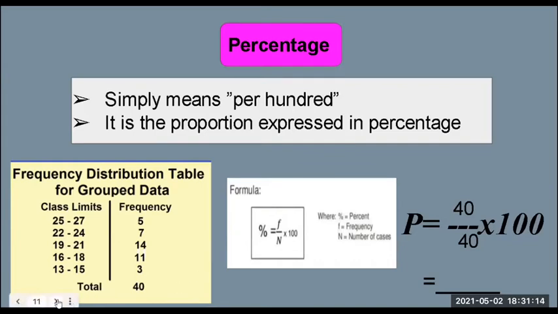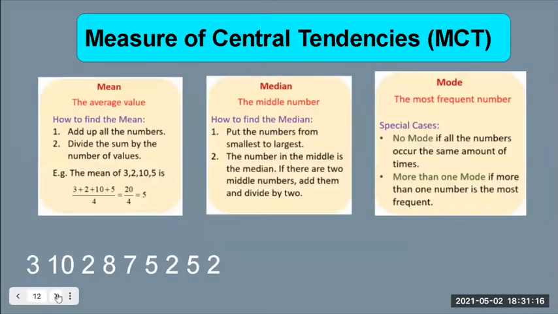The next one will be the measure of central tendency, or MCT. We have 3 of them. We have mean, median, and mode. So what do you mean by the mean? Well, mean is the average value. How do you find the mean? To find the mean, you first add up all the numbers. Then you divide the sum by the number of the values.